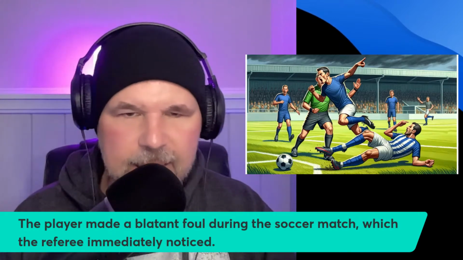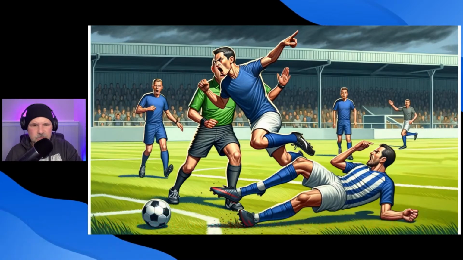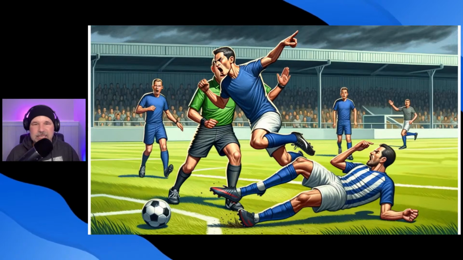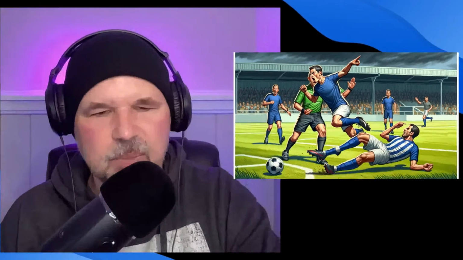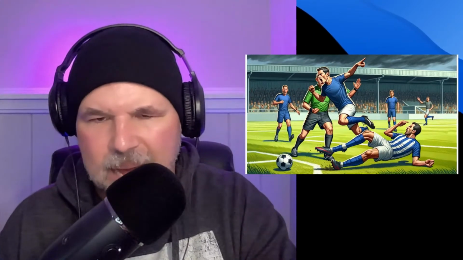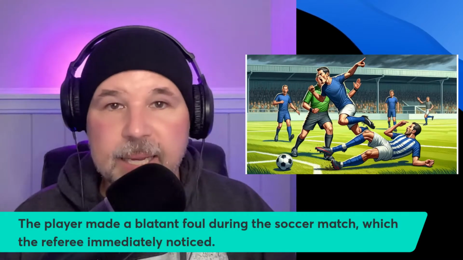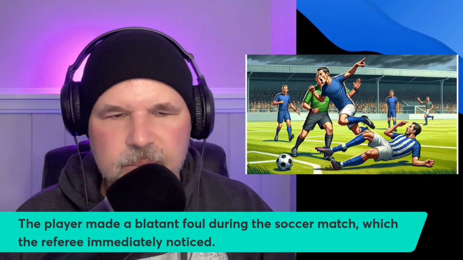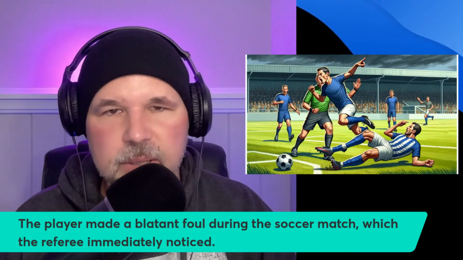So this person looks like they're tripping. I think there's some problems with the feet here or something, but you get the idea. Everybody's really close. It looks like the ref is in a green shirt. Ref is short for referee. And this person didn't even want to pretend they didn't mean to trip them. They meant to trip them. It was blatant. It was a blatant foul. Let's read it again. The player made a blatant foul during the soccer game, which the referee immediately noticed.